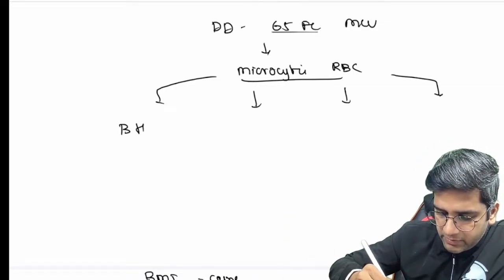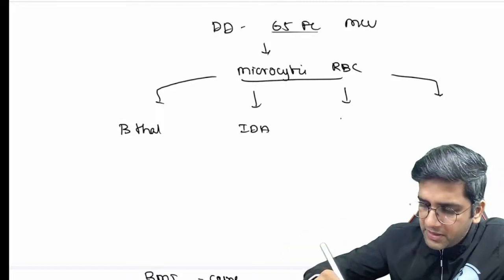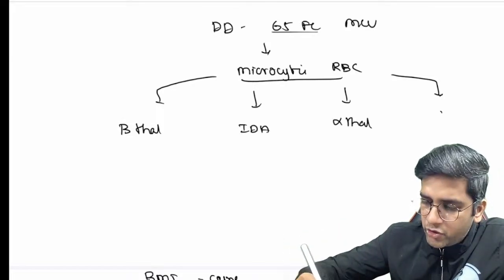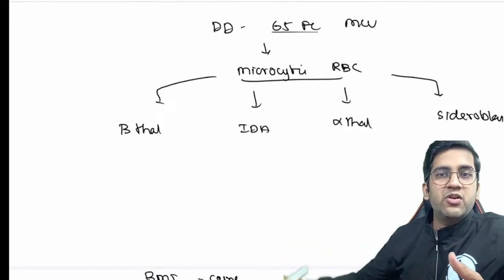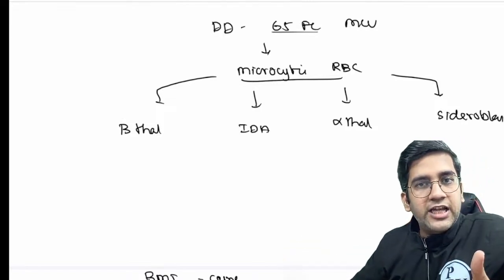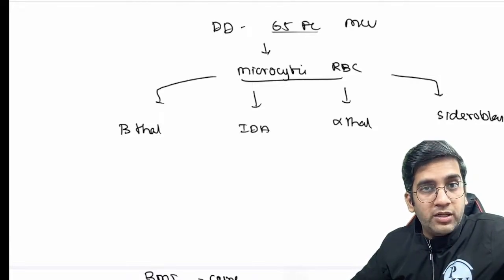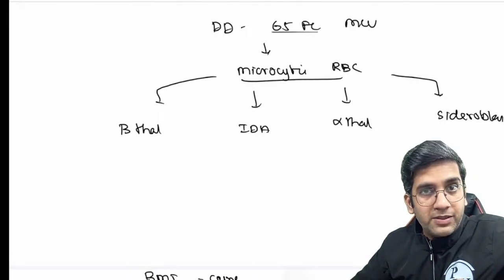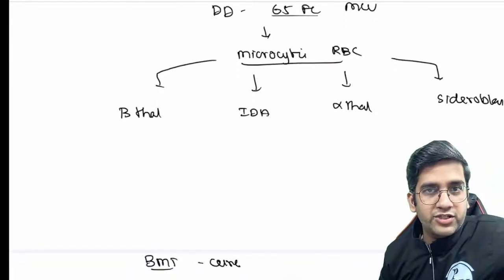Right, as beta thalassemia, iron deficiency anemia, alpha thalassemia if it's required, you can write it, sideroblastic anemia if it's required, right? I'm not including anemia of chronic disease here because in anemia of chronic disease, the mean corpuscular volume will be normal. I will see microcytes in microscopy, but it will never be 65. That's why I'm not including that, right? Now, these are my 4 differential diagnoses.